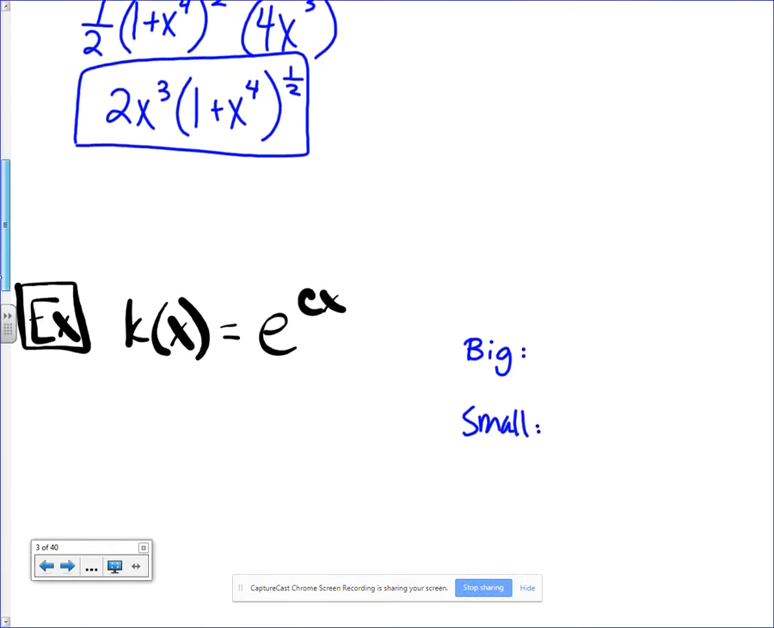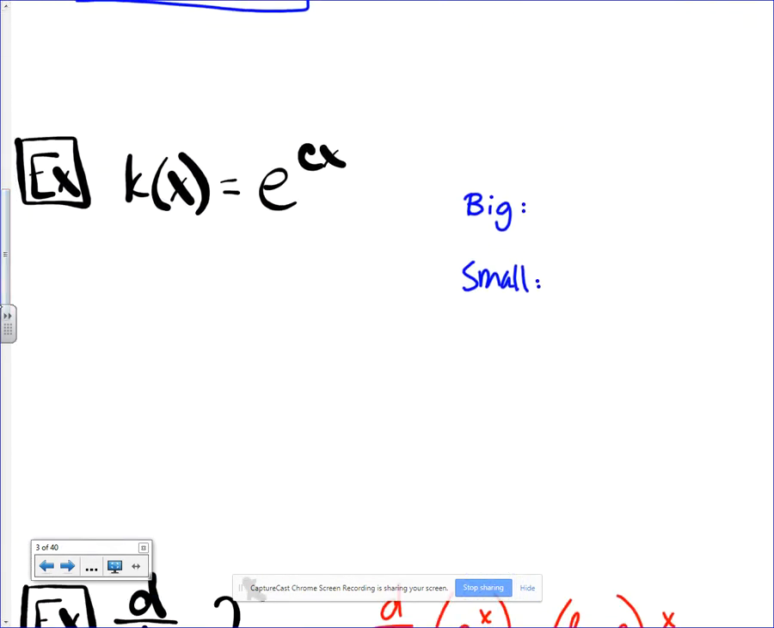Okay, let's try something with an e in it. Now you'll notice there that there's a c up there. That c is just standing for a constant. So what is the big function? The big function is that.